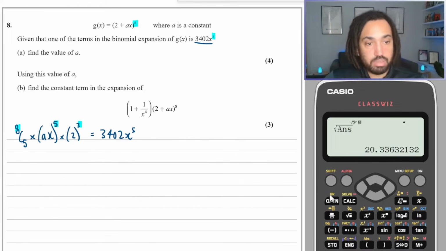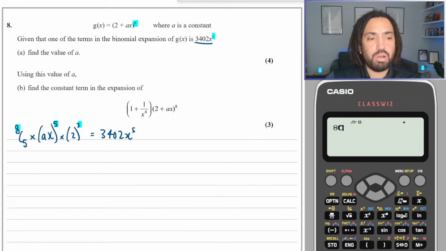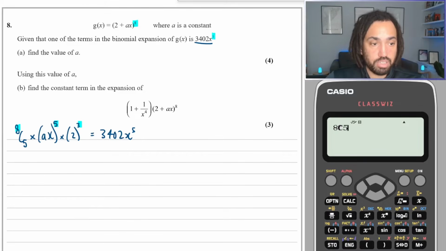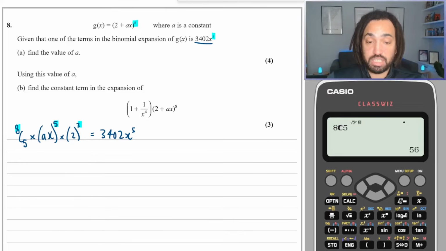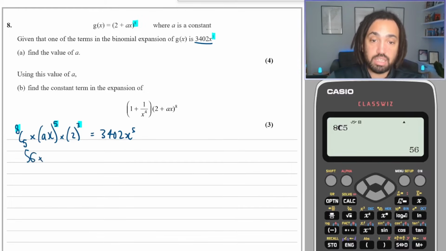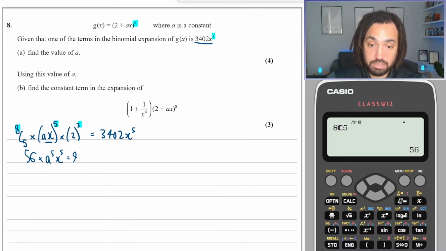Right, so 8 choose. Now the choose button is above the divide sign, so you can't quite see that on the screen. But you do shift and then hit the divide button, and then we're looking for the fifth position, so 5. Okay, and then we can press equals. That's 56. And then when we do to the power 5 of this ax, we need to be very careful that we raise a to the power 5 as well. Everything inside that bracket needs to be raised to the power 5. And 2 to the 3 is 8.